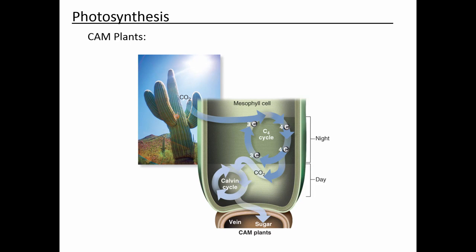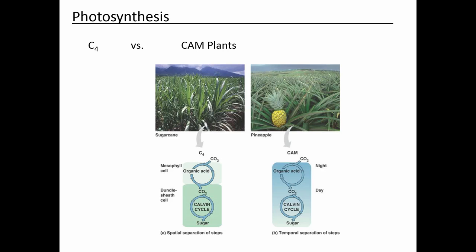So when you compare the two, C4 to CAM, you can look at these two drawings at the bottom here. So this is supposed to be initial carbon fixation in both the plants. And then this is the Calvin cycle. And you can see that both of these types of plants separate those two things. They separate initial carbon fixation from the Calvin cycle. In C4 plants, the two processes are separated into two different cell types. So they're separated spatially. And then in CAM plants, they're separated in time, so they're separated temporally.